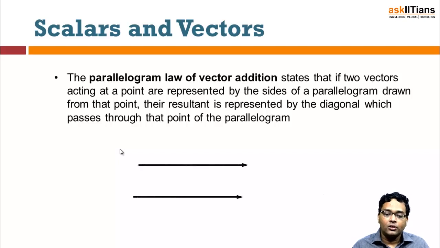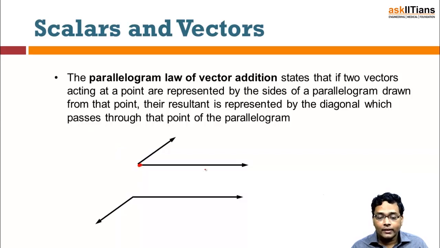So let me just explain. For instance, I have these two vectors, let's say one going along this, the other going along this.